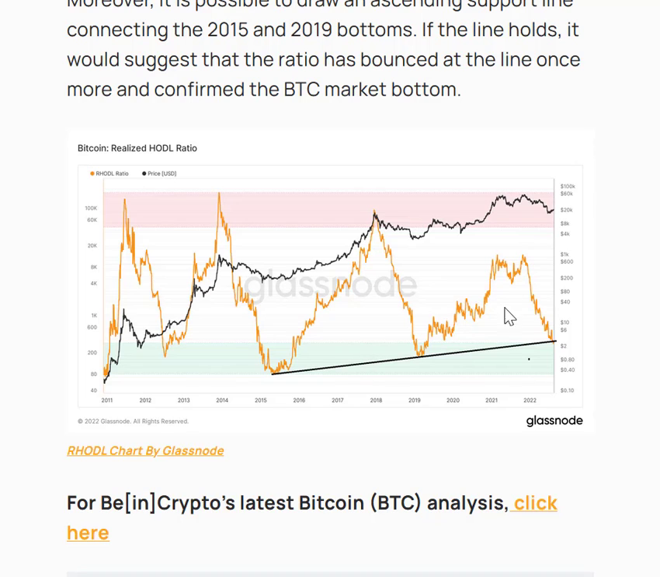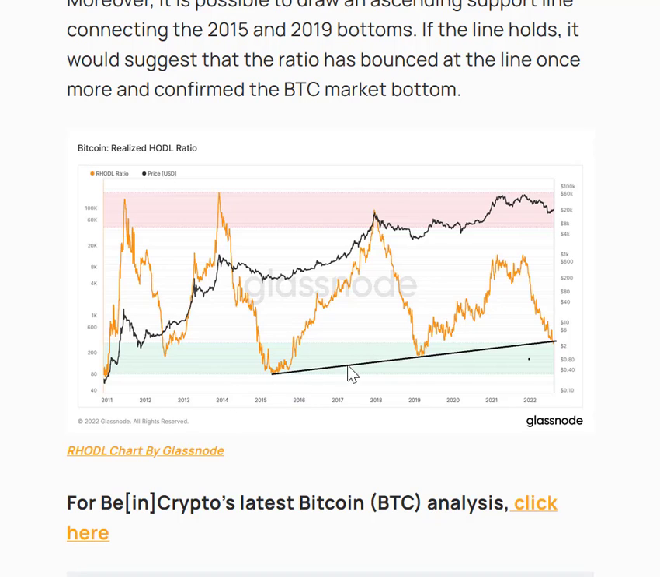Now let's take a look at our current situation. The RHollow Ratio is currently at a level of 360 right here, which is slightly above the ratio of 350. And if this happens, this is considered as oversold. So historically, after decreases into this oversold territory, subsequent increases will happen. So this is a sign that the market is in the bottom.